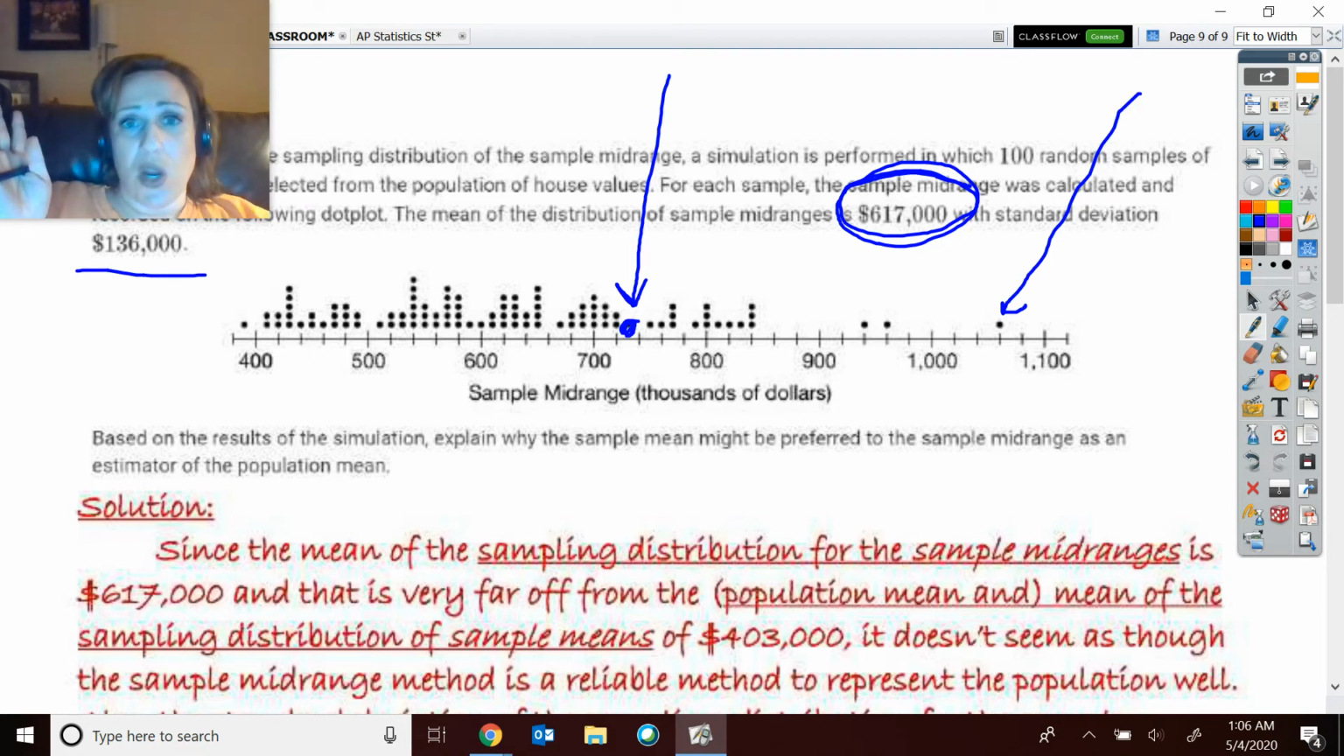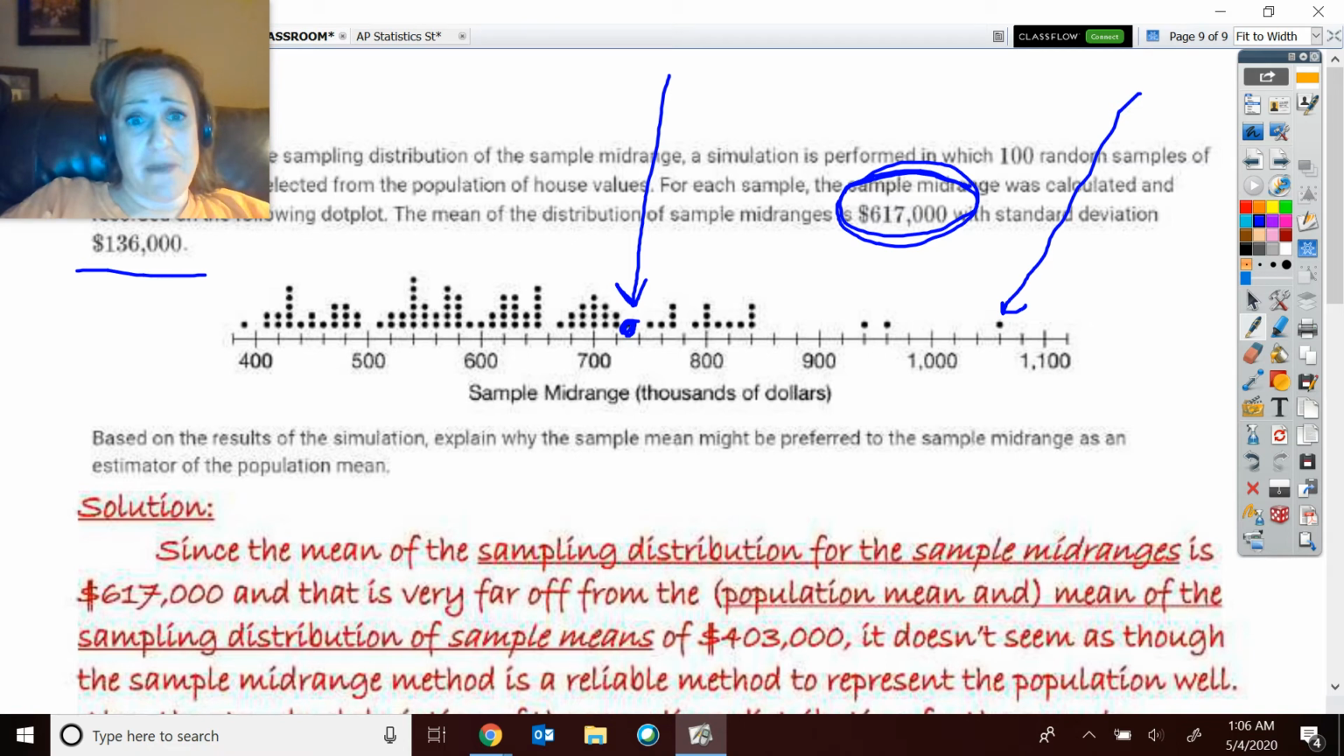a regular old X bar of 40 houses, might be better than taking just the mid-range, taking a min and max and adding them and dividing by 2. Why would the entire average of 40 be preferred over min and max divided by 2? So here's what I wrote.